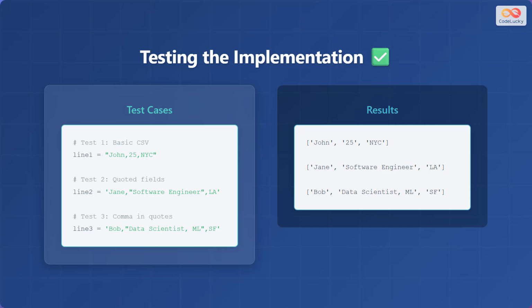For the first line, we get a list of John, 25, NYC. For the second line, we get a list of Jane, Software Engineer, LA. For the third line, we get a list of Bob, Data Scientist, ML, SF.